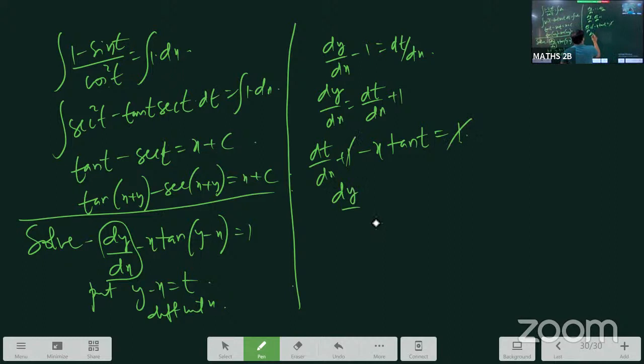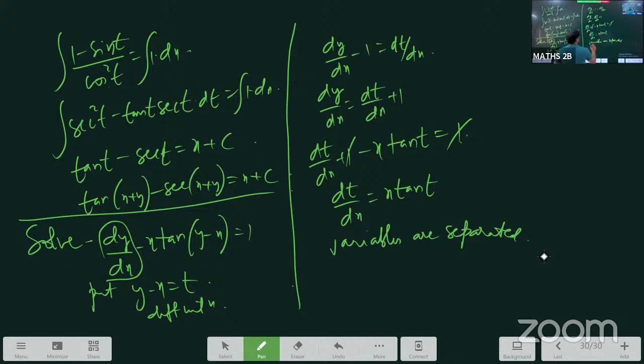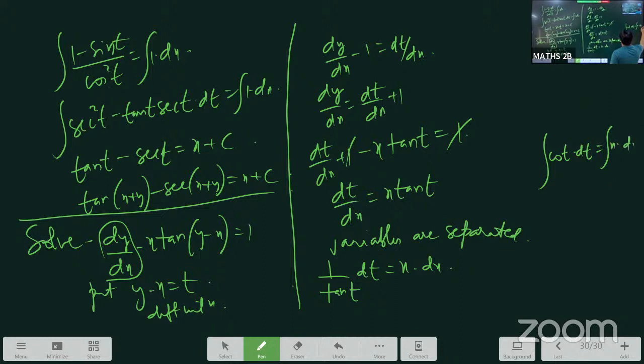Now dt by dx equal to x tan t. The 1 on both sides gets cancelled, the other side becomes 0. Now the variables are separated like this. I am going to get 1 by tan t dt and x dx. Now 1 by tan t, what can I write? 1 by tan is nothing but cot t dt, and integration of x dx.